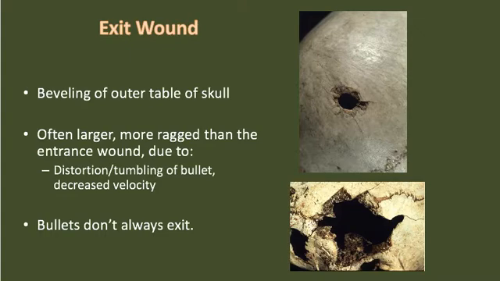As it says here, the second point, often larger and more ragged than the entrance wound. That is true. If you look at the picture at the bottom, we have basically what happens when you have a significant amount of distortion and decreased velocity. So the bullet still punches out the other side of the skull, but we end up with a lot more damage for the exit wound than we had for the entry wound. And as it says here, bullets don't always exit. That's something to keep in mind if you're collecting remains. Make sure that you are sifting through dirt and otherwise making an attempt to find a bullet if it doesn't look like there's an exit wound.